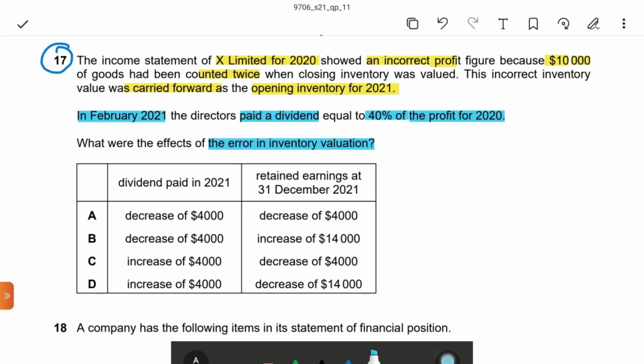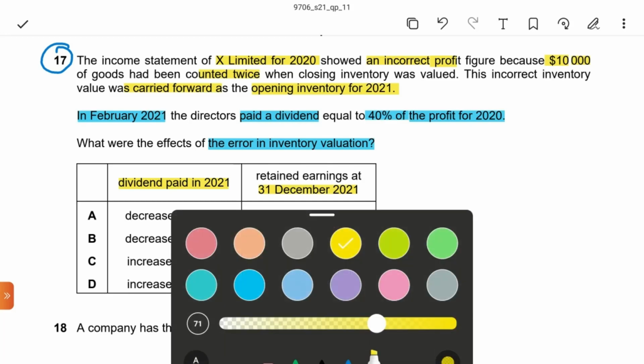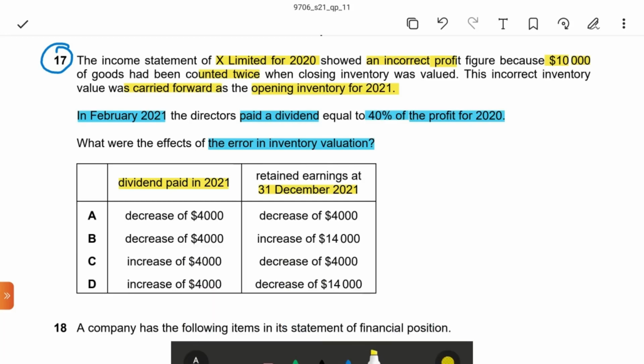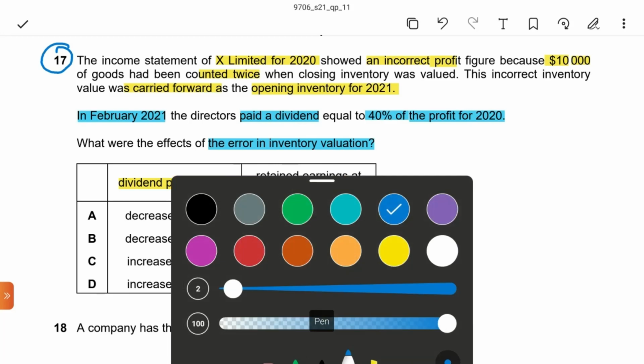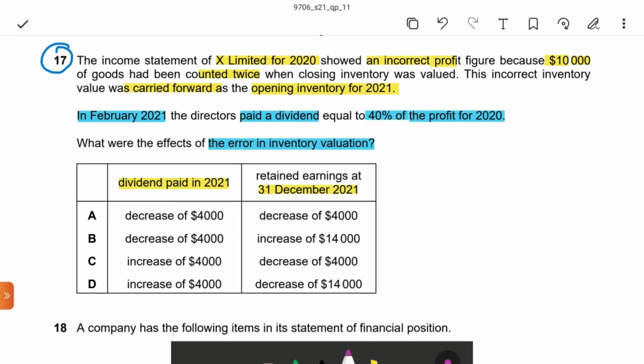Here, they are giving two options for how the error is affecting: dividend paid in 2021, and retained earnings at 31st December 2021. What is the retained earnings at 31st December 2021? First we can check the closing inventory overstated. Here there are two mistakes: closing inventory overstated and opening inventory also overstated.